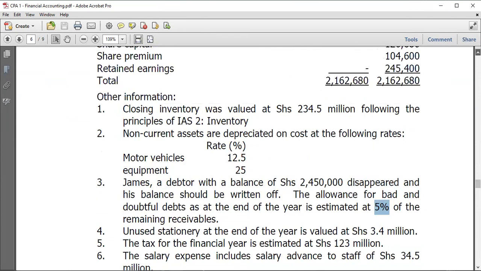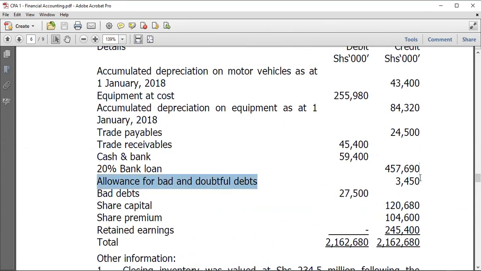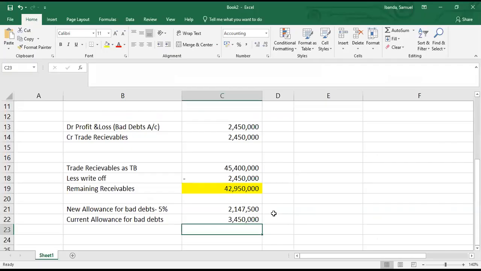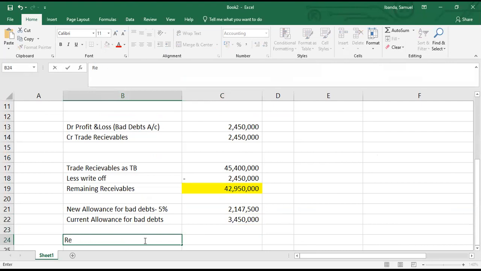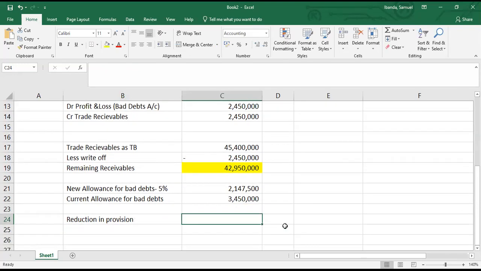Now, after we have gotten that, we have to compare it with our current or beginning allowance for bad and doubtful debts before the company did a review. This is where the element of increase and decrease comes in. Now, when you compare what we have here, you can see that there is actually a reduction in provision. The reduction in provision is 3 less the 2. So the reduction is actually 1,300,500.